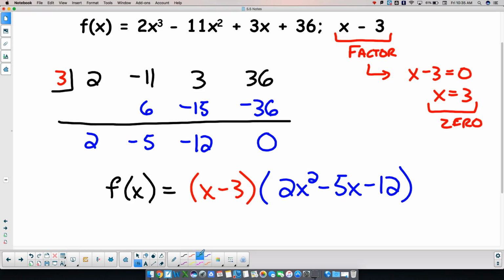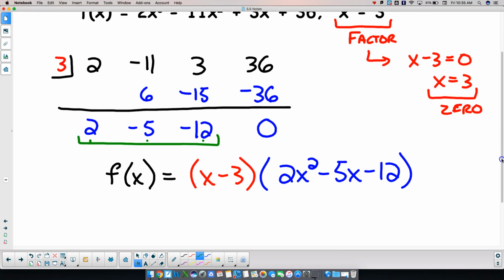These are my new coefficients. So I take the degree down a notch. So it went from 3 down to 2. So it's 2x squared plus, or excuse me, minus 5x minus 12. Okay?